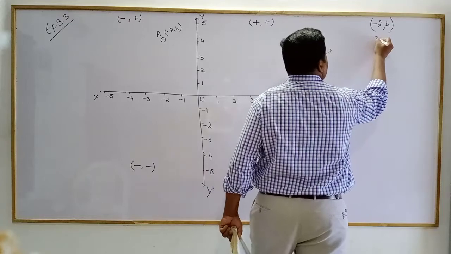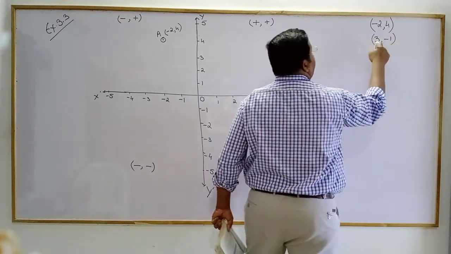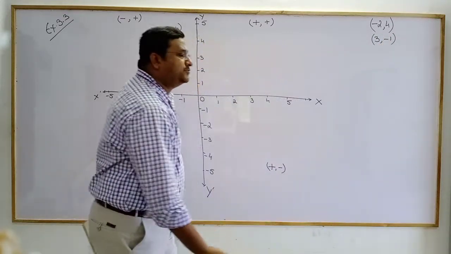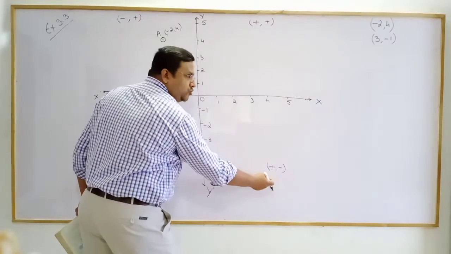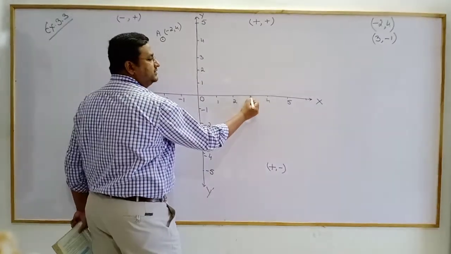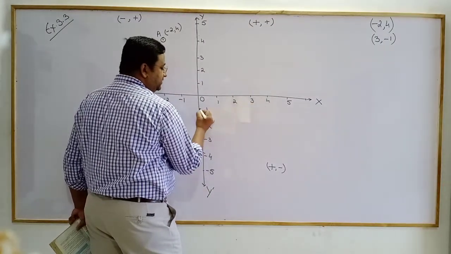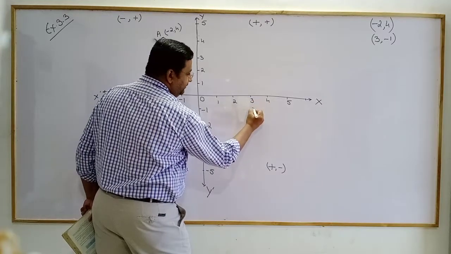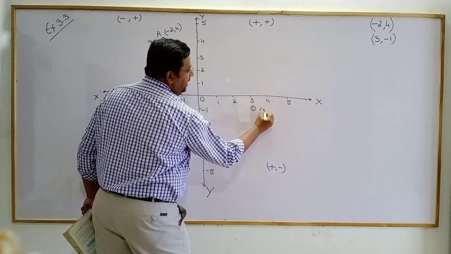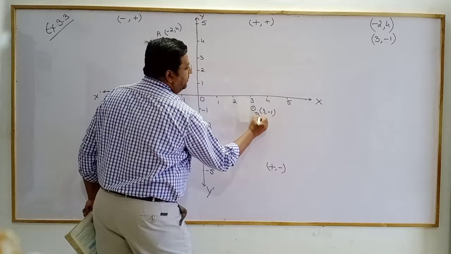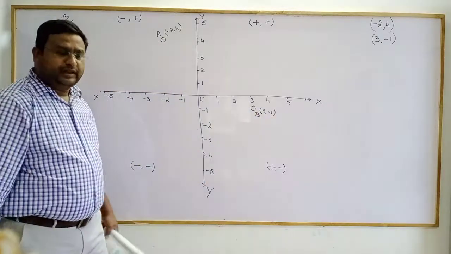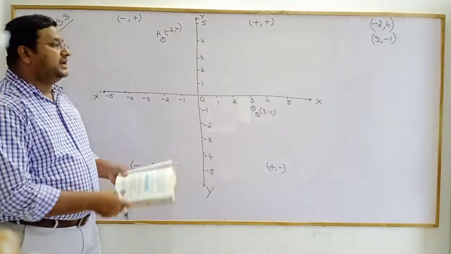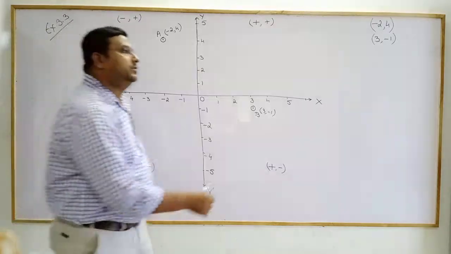Second, 3, -1. X is positive, y is negative. Where is x positive, y negative? Fourth quadrant. So x is 3. This is 3. Y is -1. So it comes down over here. 3, -1. Point B, I can name it. Correct?